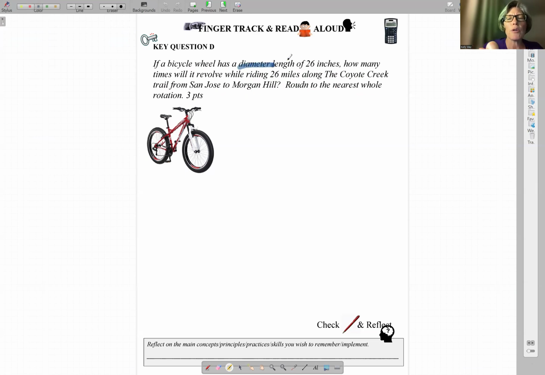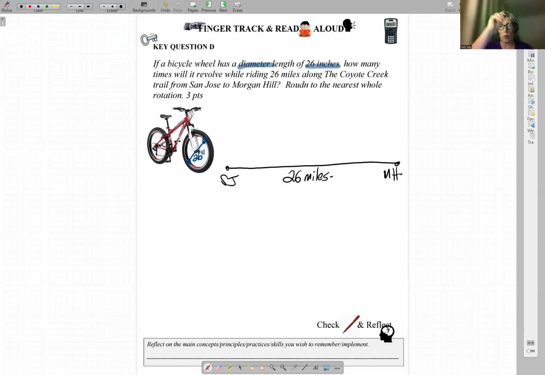First off, the diameter of the wheel is 26 inches. So 26 is the diameter, inches. Took care of that. We're going to be traveling along a road of 26 miles from San Jose to Morgan Hill. We're asking, how many times will the tire revolve?